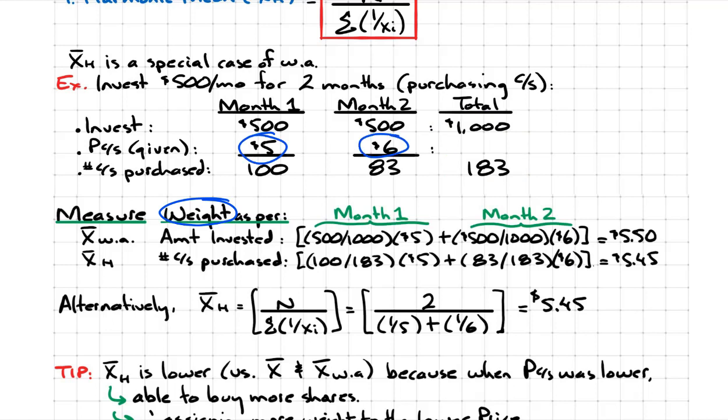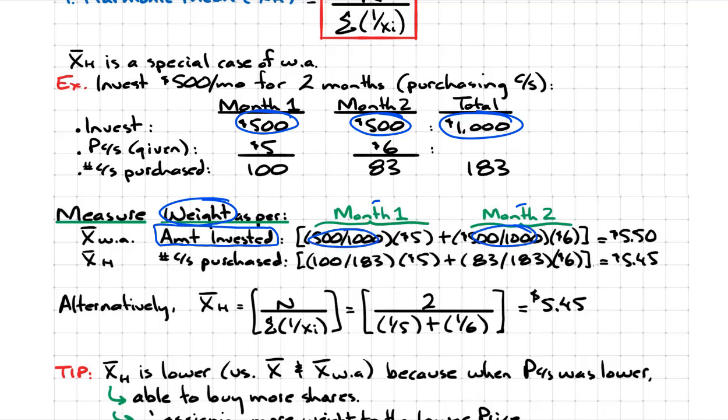We like to know what the central value is for the stock price, if you will. Now, if you're using weighted average, the weights would be related to how much you invested each month. So here's month 1, here's month 2, and look at it. You invested a total of 1,000, so 500 each month. So each month gets 50% right there.